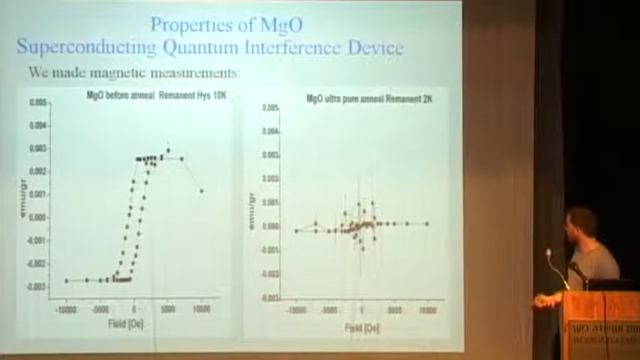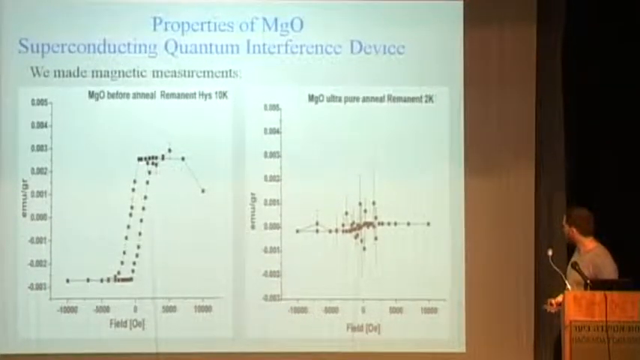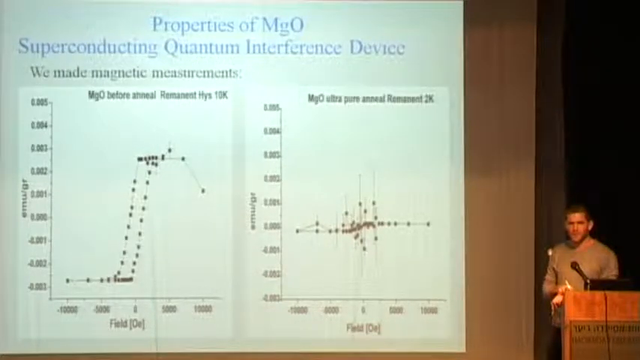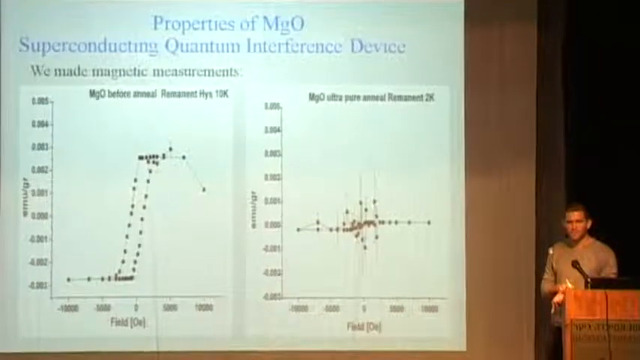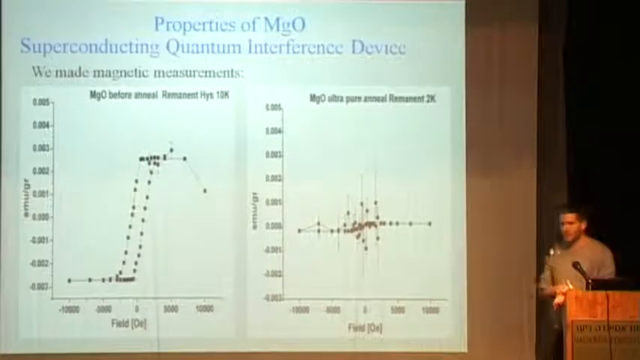So you see that here the remanent is at 10 Kelvin, and here the remanent is at 2 Kelvin. So even if there was something, we should have seen it. So this hysteresis loop seems asymmetric. Yeah. No, we don't know why.